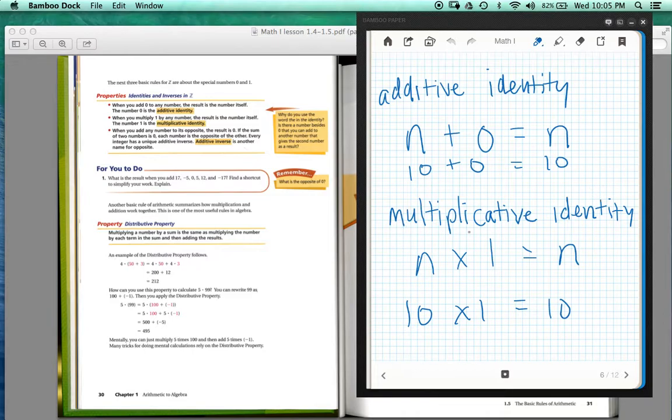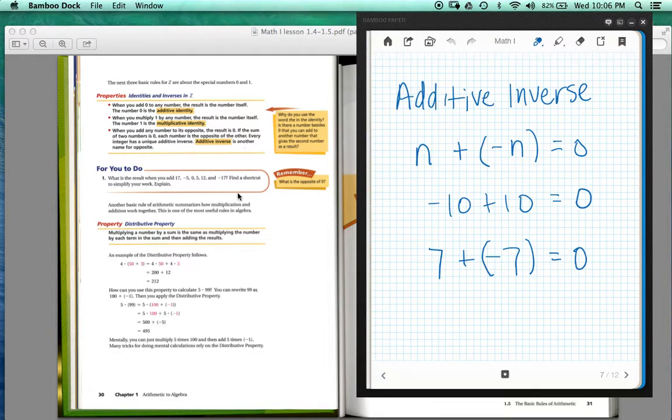We also have a multiplicative identity. And that says that any number times 1 is equal to that same number. So like 10 times 1 is equal to 10. We have an additive inverse, and that means that any number plus the opposite of that number, and we call that negative whatever number, is going to give you 0. So -10 plus the opposite of that, which is 10, is going to be equal to 0. Same is true: 7 plus its opposite, -7, is 0.